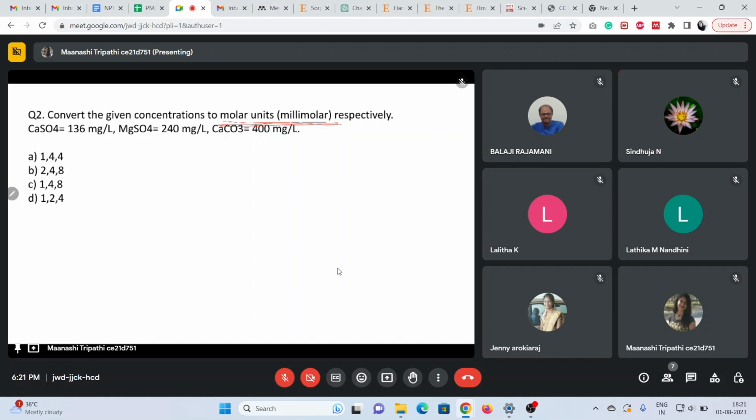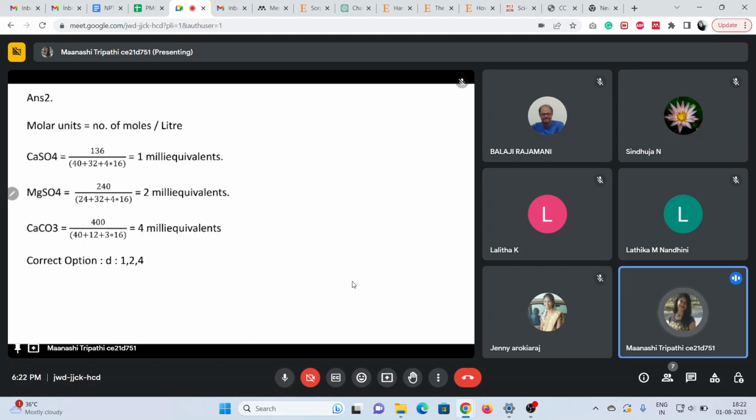We'll see the solution now. As discussed, there is no role of the valency to be played here. This is just mass upon molar mass, which is the number of moles.